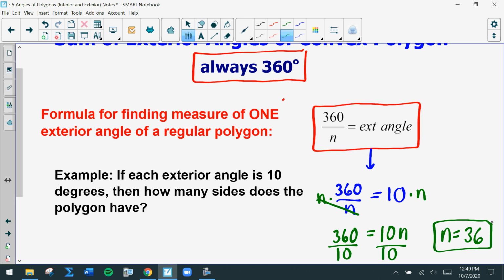So we can also use this formula, right? Notice how we had rearranged into this formula. We could also just jump right ahead and say 360 divided by 10 equals 36. Just making sure that when you're dividing by the degree, you get the number of sides.